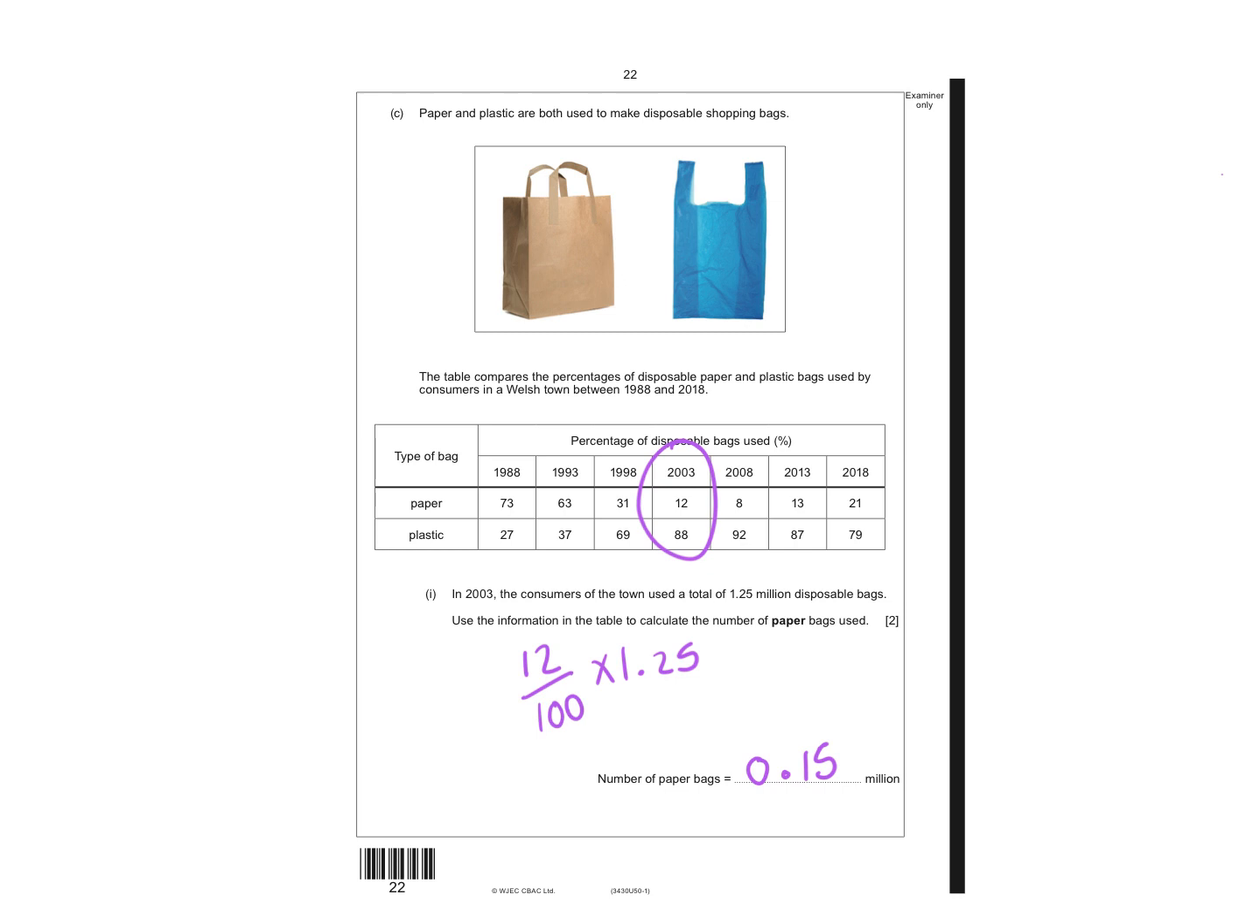Plastic bags. Paper and plastic are both used to make disposable bags. The table shows the percentage of disposable paper and plastic bags used by consumers in a Welsh town between 1988 and 2018. In 2003, the consumers of the town used a total of 125 million disposable bags. Use the information in the table to calculate the number of paper bags. Okay. So you want to do 12 divided by 100 times 125 million, and that was the number of paper bags compared to the number of plastic bags.